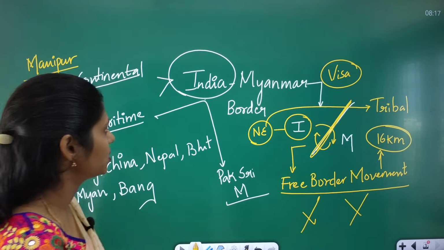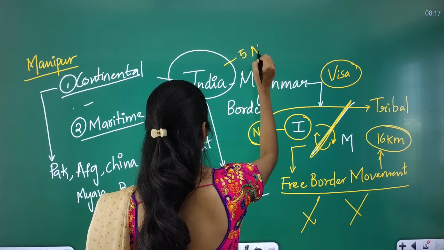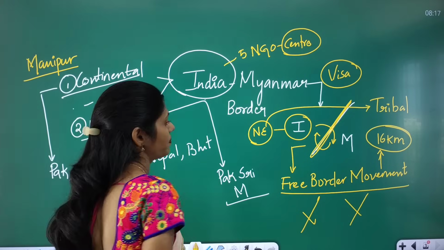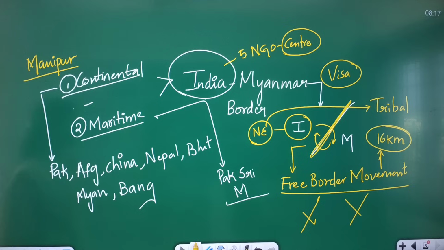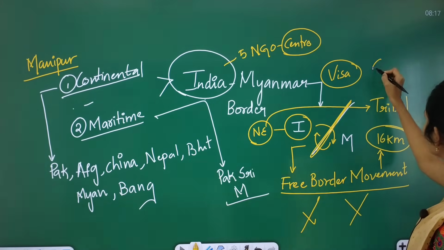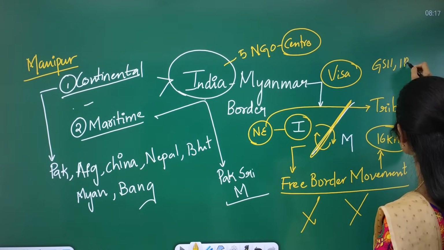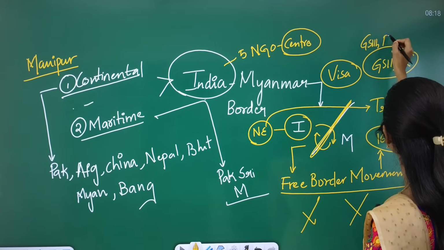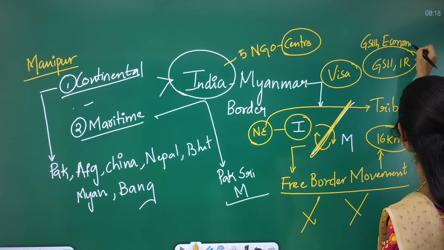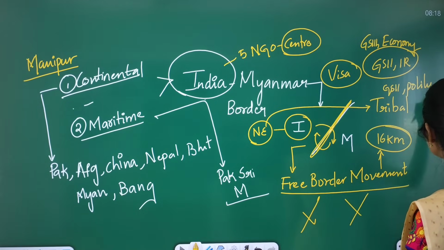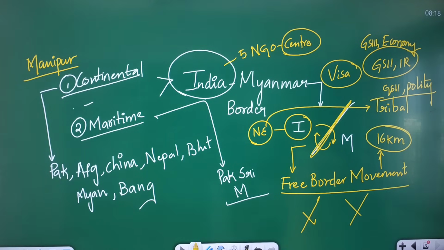So the present context here is that 5 NGOs are requesting the Centre to rethink the decision. In this context we have to know some dimensions, and this topic is important for GS Paper 2 under international relations. It is also very important under GS Paper 3 under economy, and from GS Paper 2 polity it is also very important, because here we are talking about the right to movement, which comes under the right to freedom.